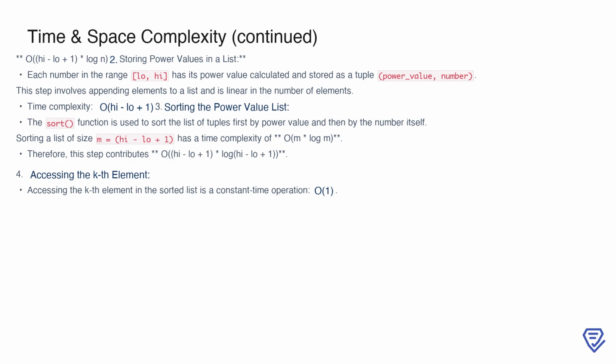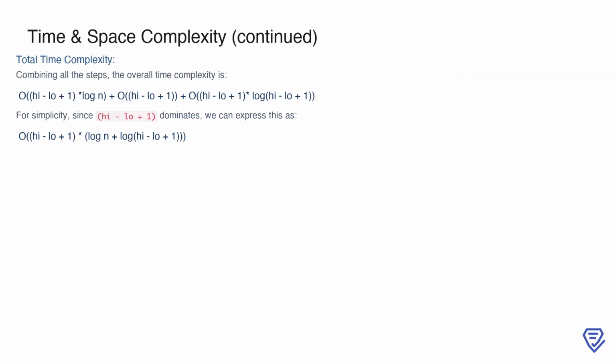Combining these components, we now have an understanding of the time spent on each individual step. When we combine all these steps, the total time complexity of the solution is the sum of the individual components. Calculating power values contributes O((high - low + 1) * log n), storing the values adds O(high - low + 1), and sorting contributes O((high - low + 1) * log(high - low + 1)). Adding these together, the total time complexity becomes O((high - low + 1) * log n) plus O(high - low + 1) plus O((high - low + 1) * log(high - low + 1)).